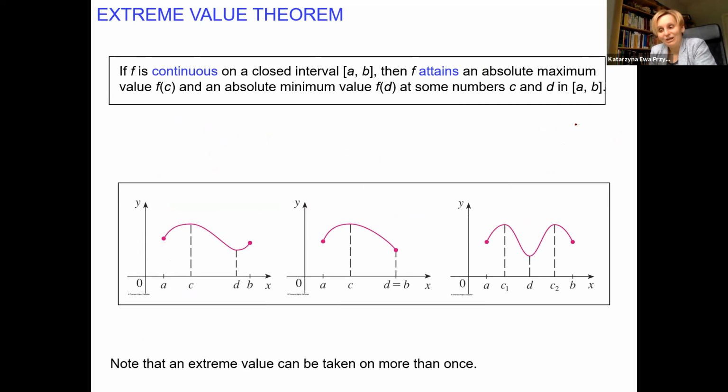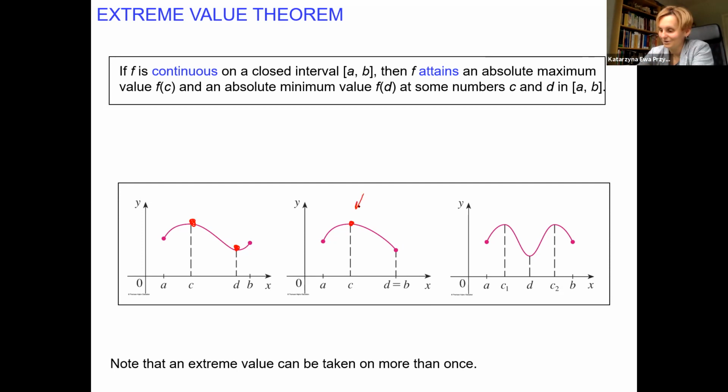If f is a continuous function, of course we can't afford any discontinuity, gaps, asymptotes, jumps. If f is a continuous function on the closed interval from a to b, then f always attains the absolute maximum at a certain number C and the absolute minimum at a certain number D, and C and D, of course, are inside that interval. And we can see it could happen here, C and D, critical points.